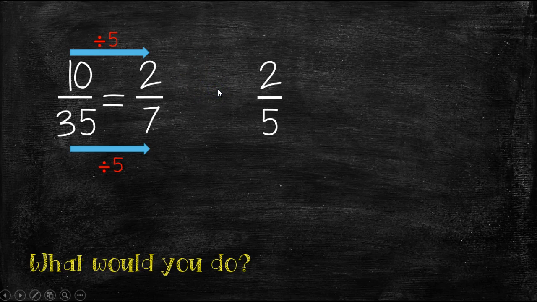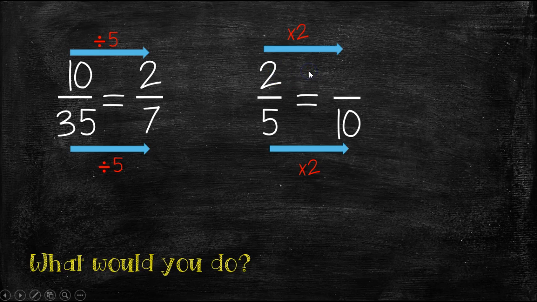So here we've got 2/5, and we need to figure out what is the numerator here to make this an equivalent fraction. Well, we'll start off again. What did we do to the 5 to get to the 10? And we know that we multiplied by 2 in this case. So we're going to do the same thing to the numerator, and 2 times 2 is 4. So 2/5 equals 4/10.